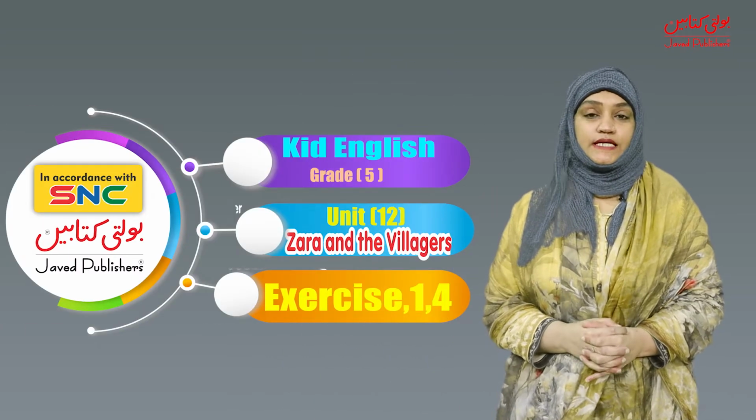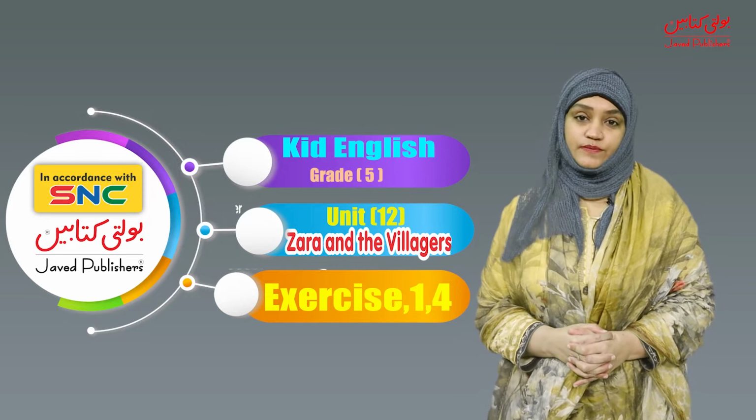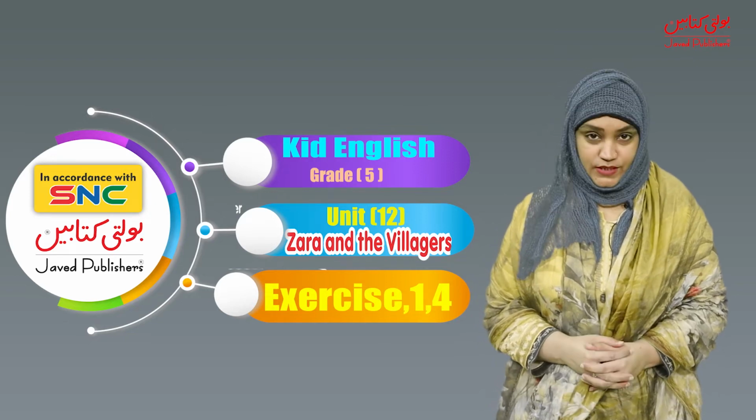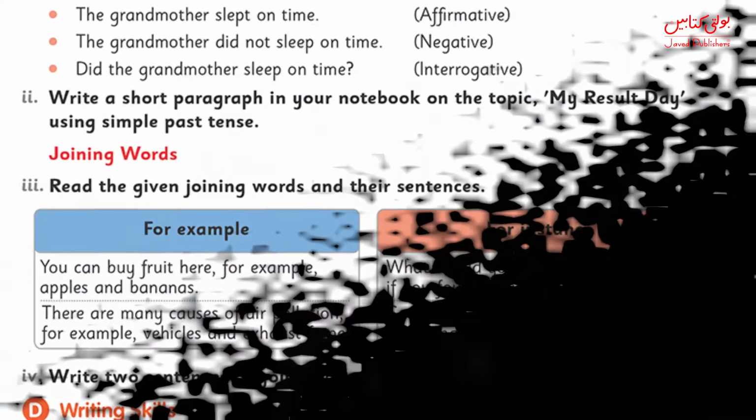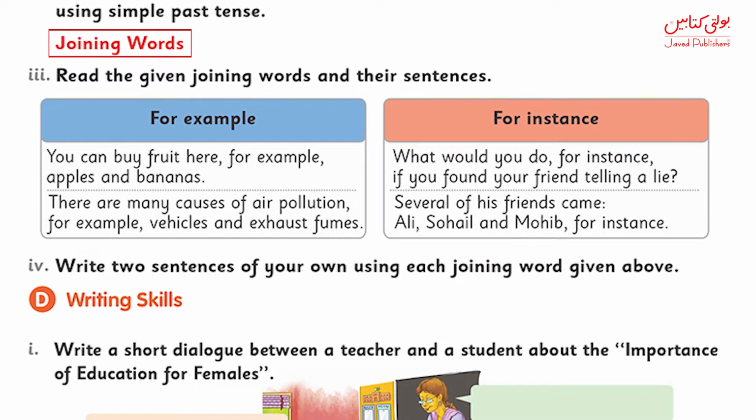Today we will be doing Kids English Grade 5 chapter number 12, and the topic of the chapter is Zara and the Villagers. So let's start. Again on page number 83 we will be doing joining words. The definition of joining words is very simple. Any word that joins two phrases or joins the parts of sentences is called a joining word.